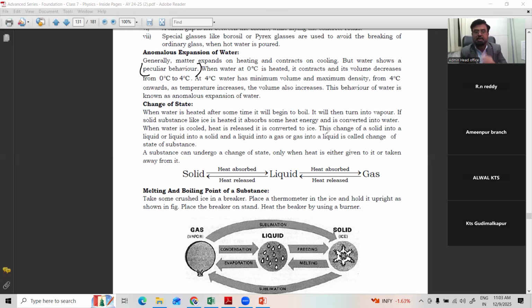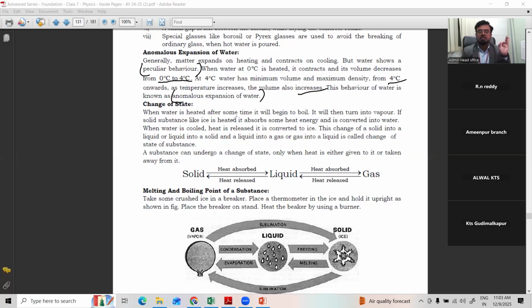Peculiar is special, unique. When water at 0 degrees Celsius is heated, it contracts and its volume decreases from 0 degrees Celsius to 4 degrees Celsius. At 4 degrees Celsius, water has minimum volume and maximum density. From 4 degrees Celsius onwards, as the temperature increases, the volume also increases. This behavior of water is known as anomalous expansion of water.